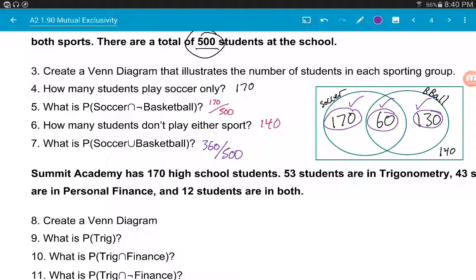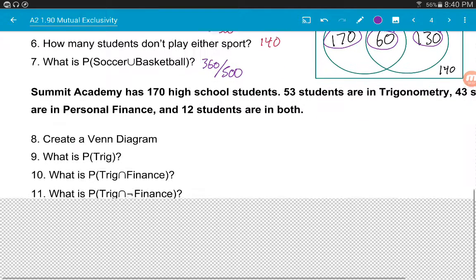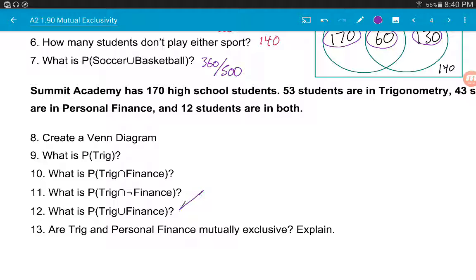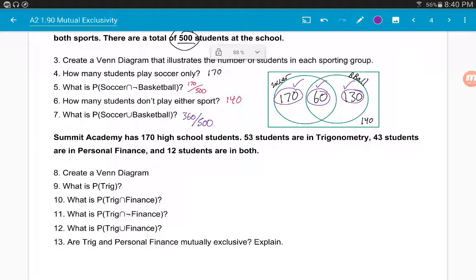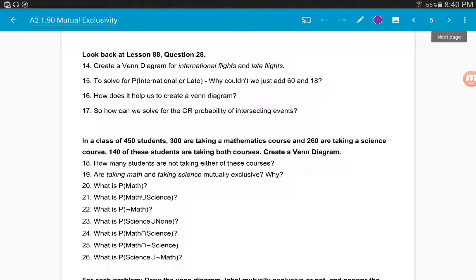So for ORs, we add up all three, inside this, and inside this. So you can practice that, of course, with question 12 down here, if you'd like to create that Venn diagram. Now I'm going to go through one that was on the homework.